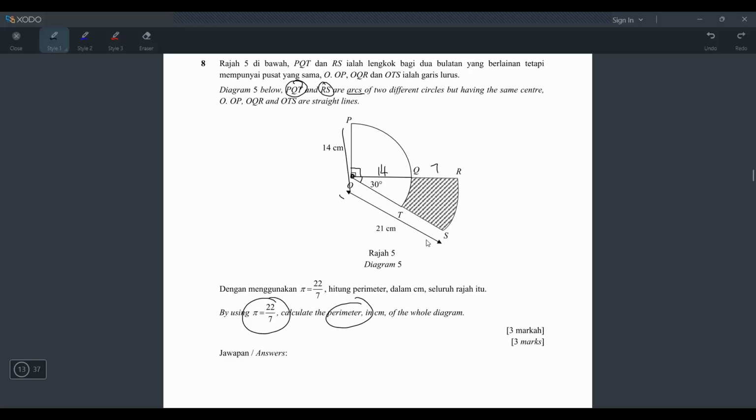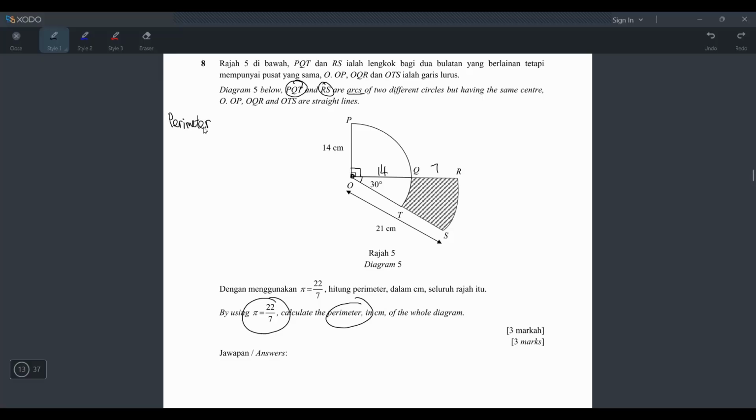Calculate perimeter of whole diagram. So it'll be 14 plus 21 plus the arc here. The arc here I can find using the 2 pi r formula, right? But in order to use this formula, I need to have the radius and an angle. So the radius is 21, angle is 30, no problem. And then plus this 7, and then plus this arc. This arc also I have to use the same formula, but I need to have radius and angle. Radius 14, angle 90. So no problem. I can start to find my perimeter already. I have everything I need already. So now I will write perimeter.